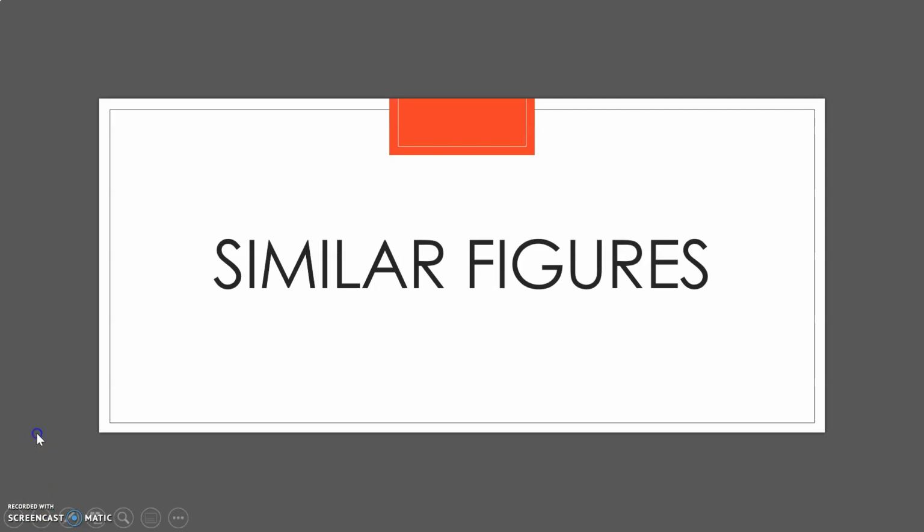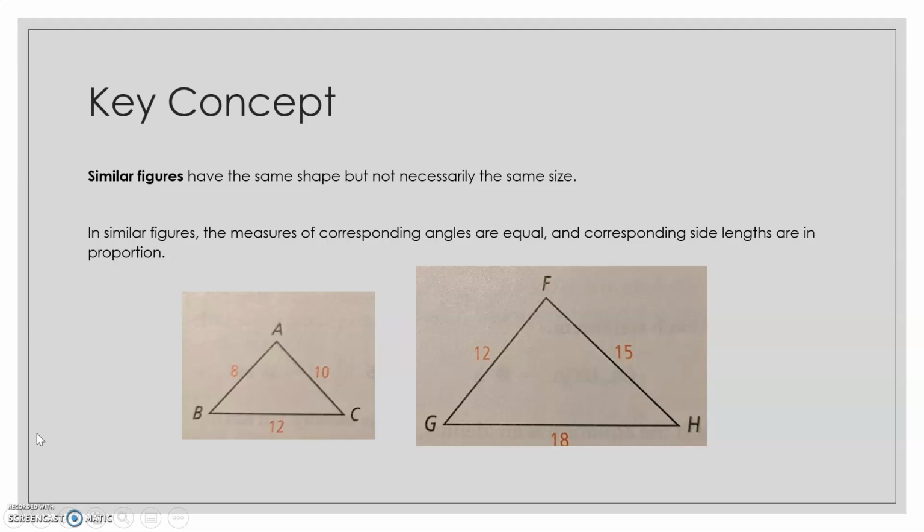Our definition for similar figures is that similar figures have the same shape, but not necessarily the same size. So same shape, not the same size. Because of that, in similar figures, like the triangles shown below, the measures of corresponding angles are equal, and corresponding side lengths are proportional. What that means is this.